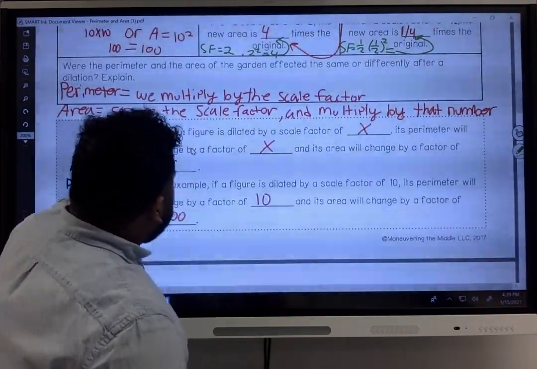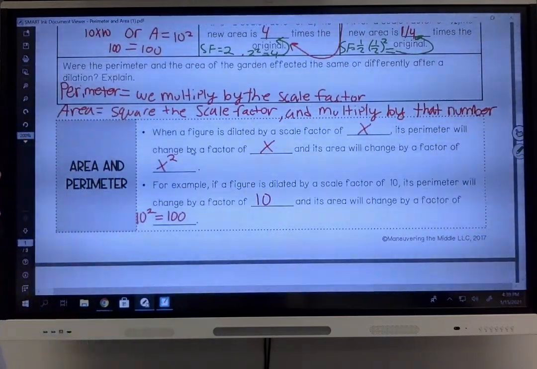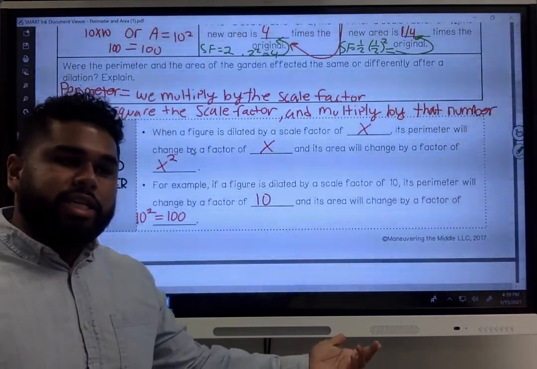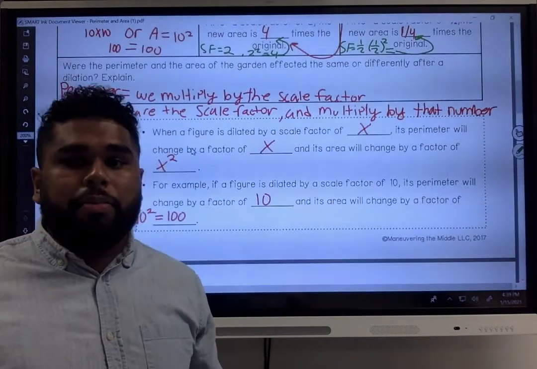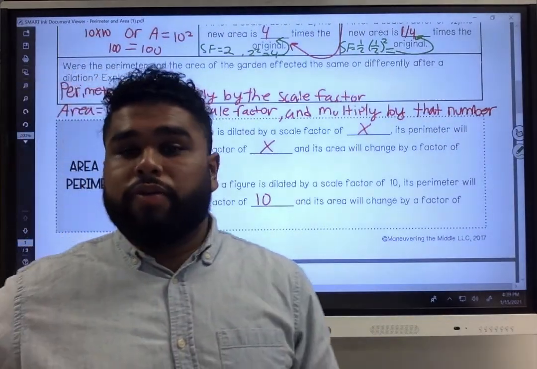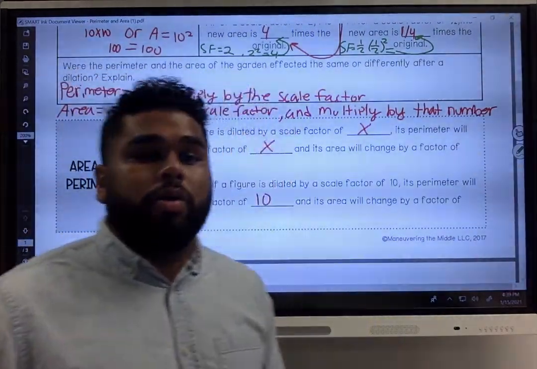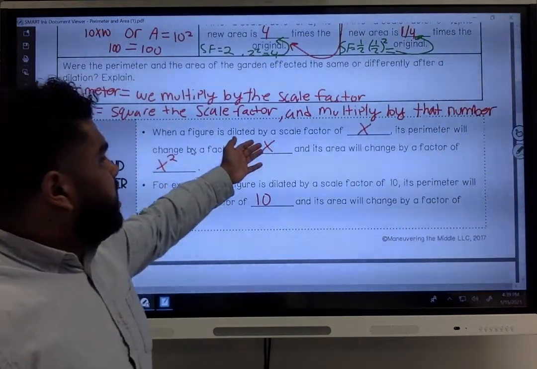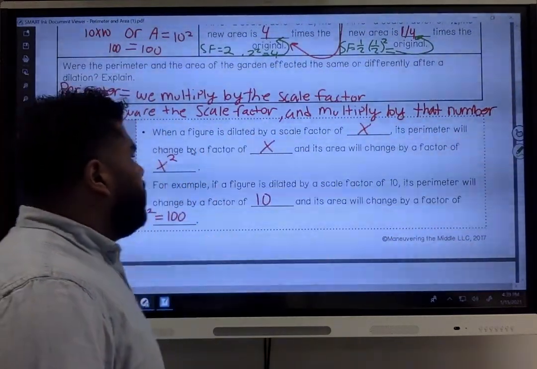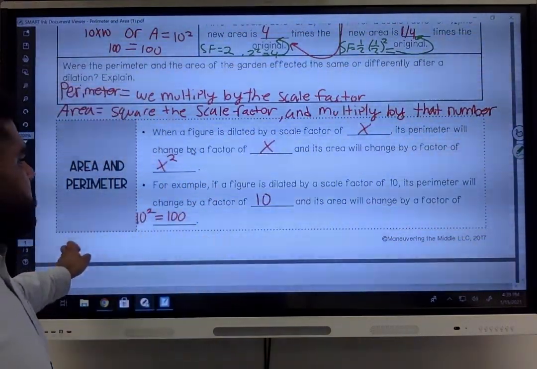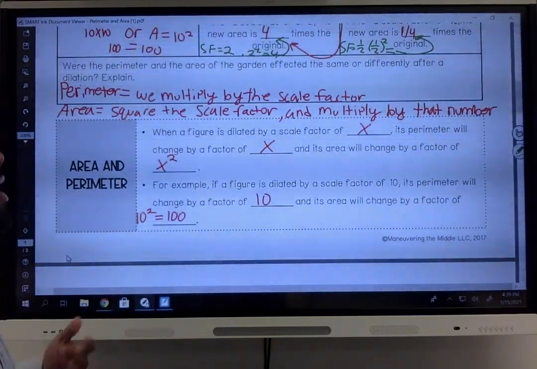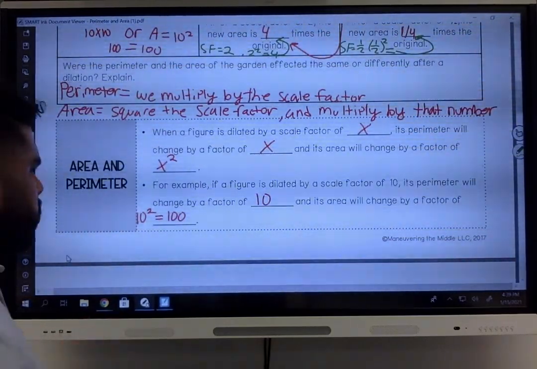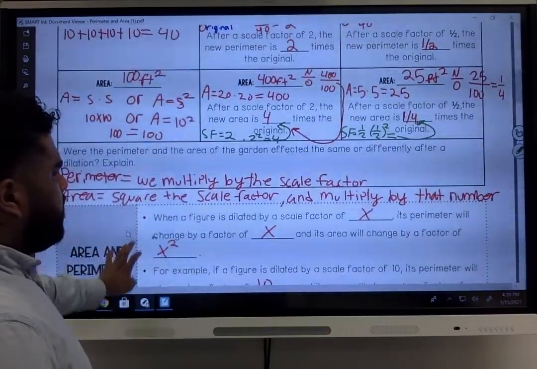So, when a figure is dilated by a scale factor of x, in this case, x is just our variable, right? It could be any number. It could be 1, 2, 3, 500, 600. We don't know, right? When it's dilated by a scale factor of x, its perimeter will be changed by a factor of x. And its area will be changed by a factor of x squared. And let me show you what I mean by that.